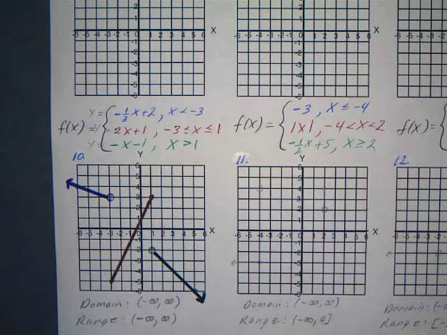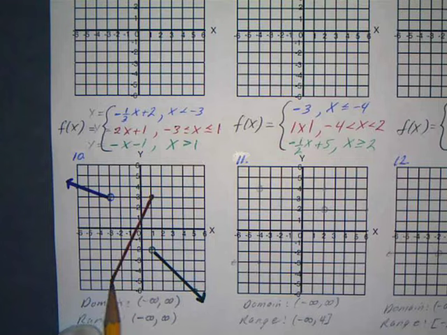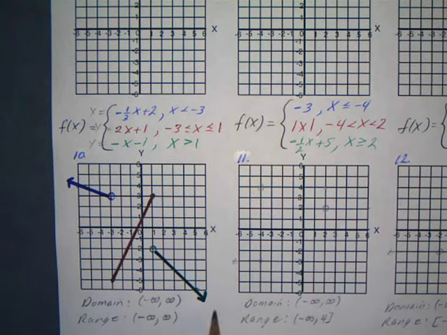Now you can check the domain, but I've got everything covered, it seems, because I got dots here, circle there, dot there, circle there, so everything's covered. So my domain is negative infinity to positive infinity. And since these arrows are going straight down and straight up and everything overlaps, it looks like the range is also negative infinity to positive infinity. So make sure you're aware of your domain and range. Okay, let's try another one.